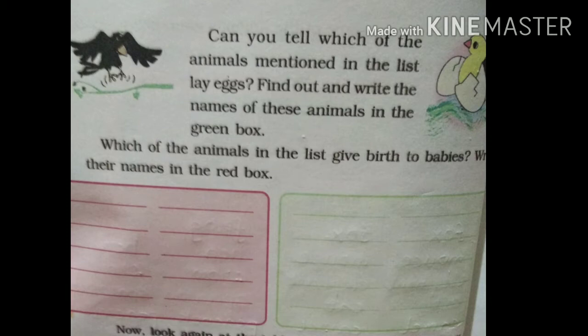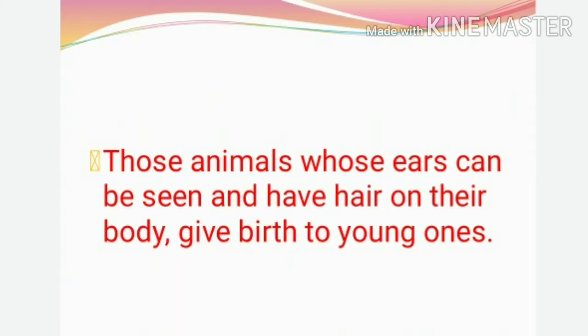Mostly birds lay eggs, so it is very easy to fill in these tables. The animals like fox, cow, elephant, cat, buffalo, camel and pig, we know they have ears that can be seen, so we wrote them in the red box. From this we learn that those animals whose ears can be seen and have hair on their body give birth to young ones.